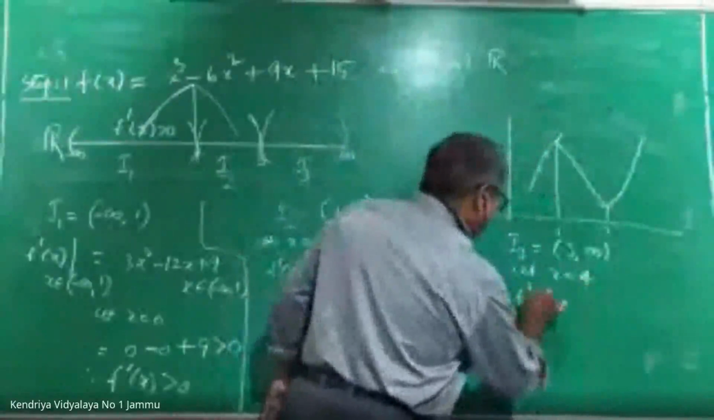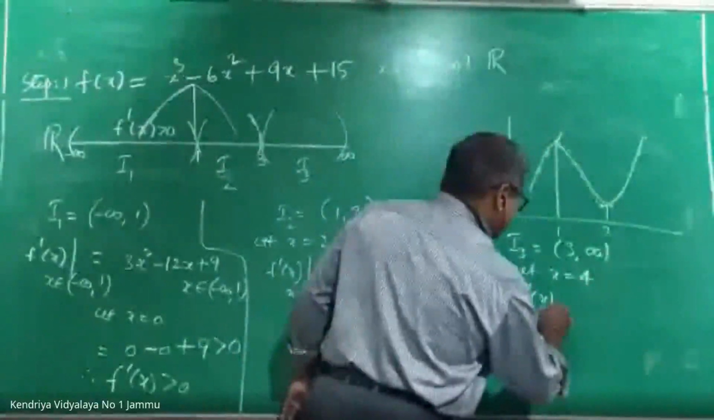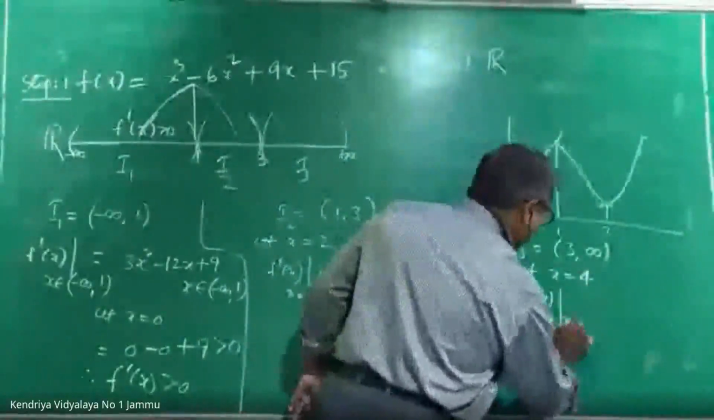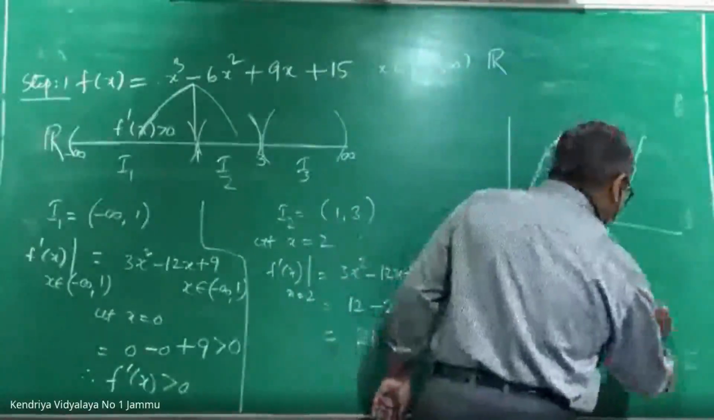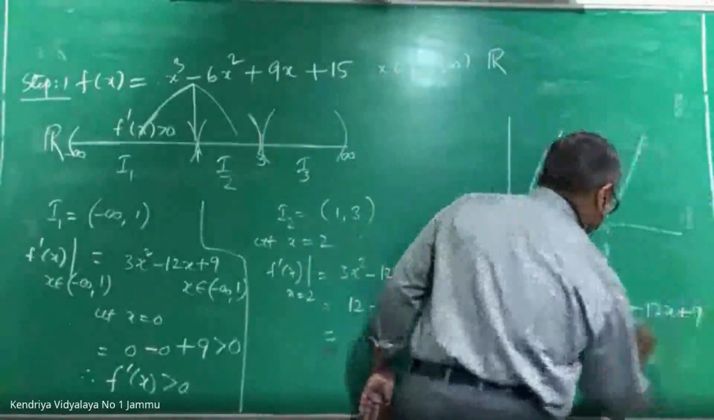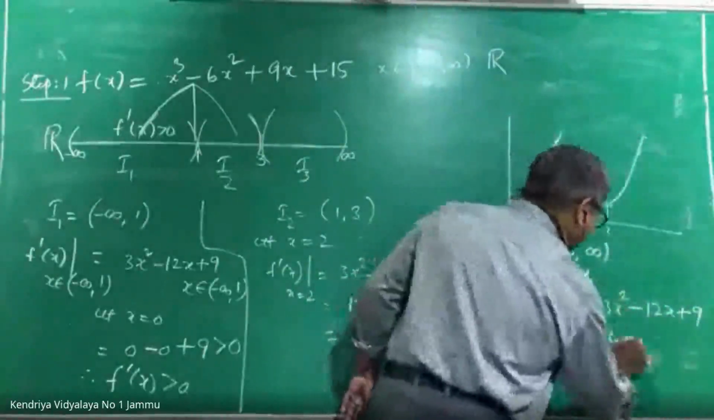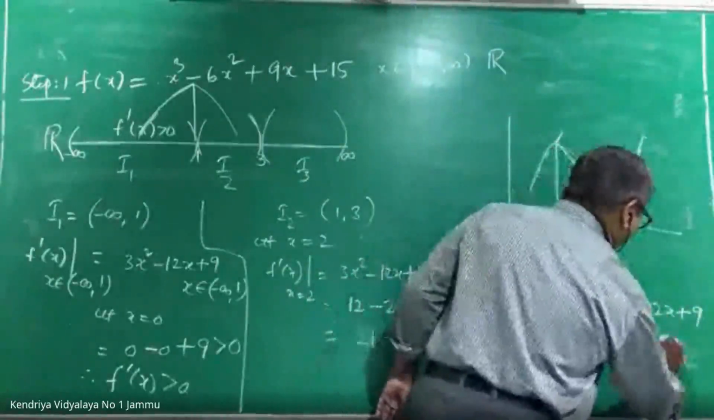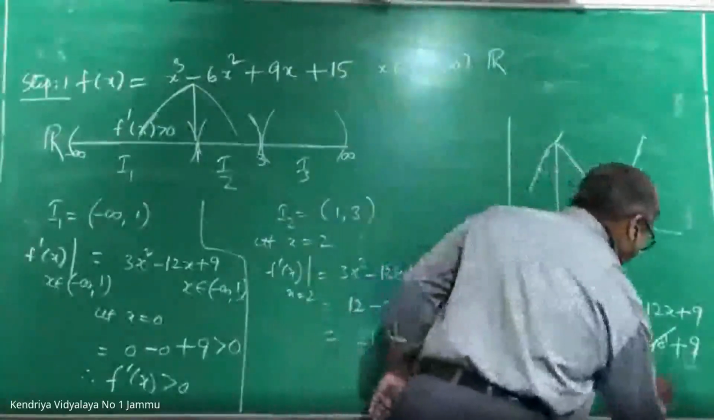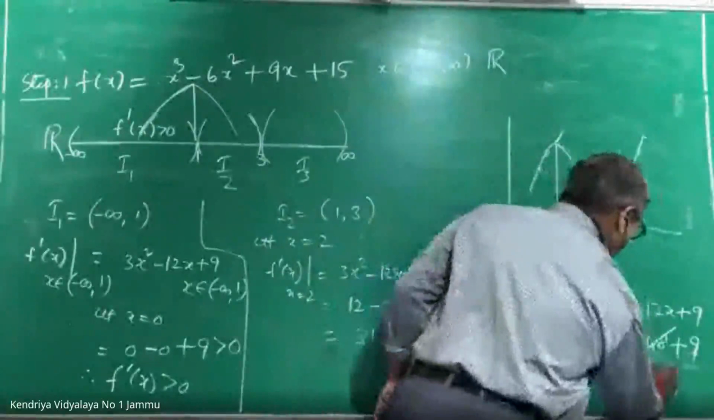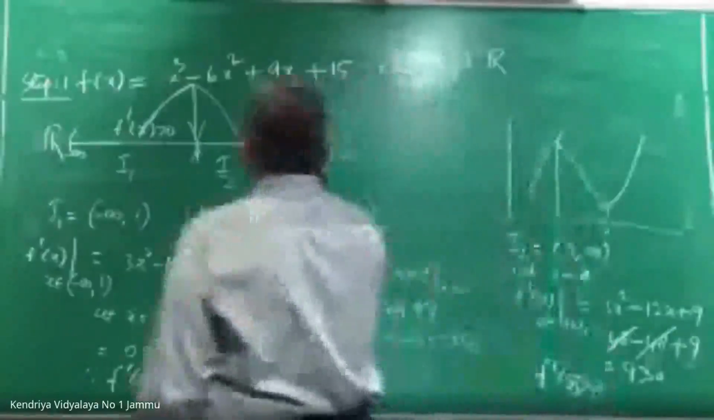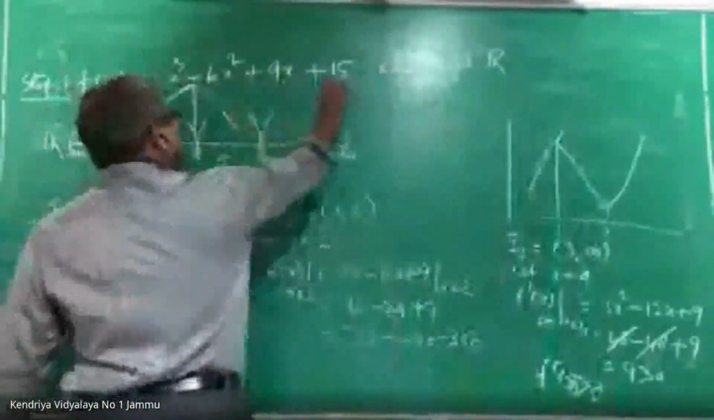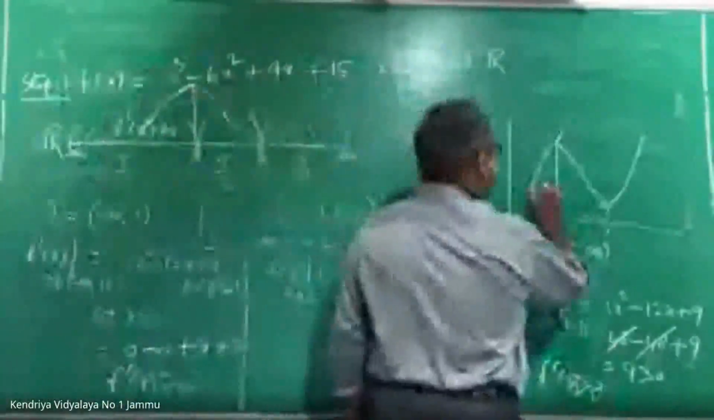Then what is f dash x at x is equal to 4? That is 3 into 4 square minus 12x plus 9. That is 16 3s are 48, 12 4s are 48 plus 9. 48 cancel. It is 9, greater than 0. That means f dash x is greater than 0. Excellent. Whatever the curve I have drawn, it is right.